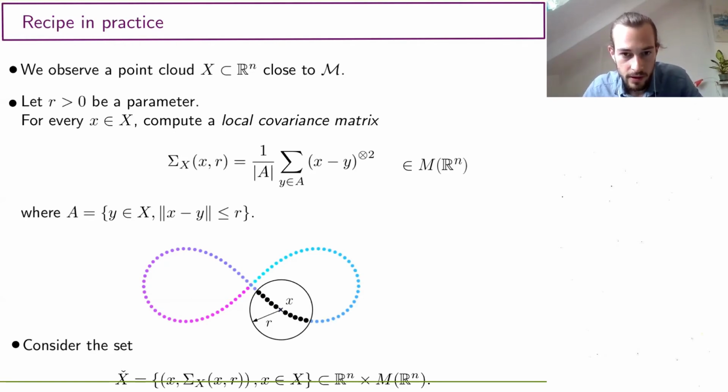And I don't know if you can see the definition of X check, but it's the lifted set. It is a set of Euclidean points endowed with their local covariance matrices. It is a subset of the lift space.